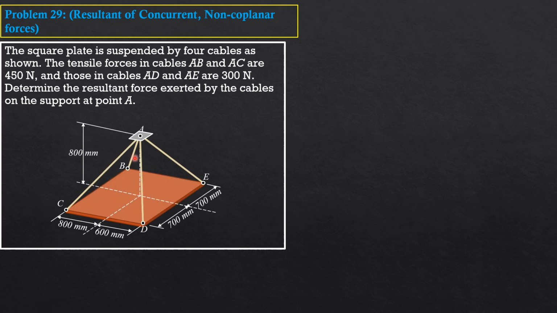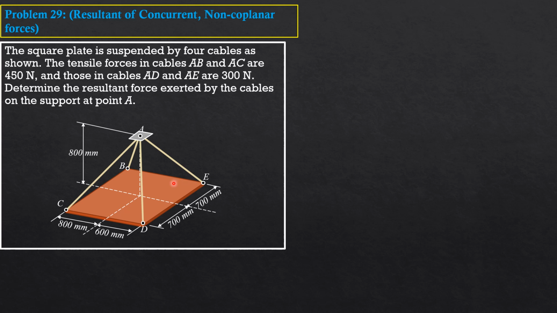So in this problem, it is best to express each force in vector form. Then the resultant is simply the sum of the forces in vector form. Take note that AB and AC are equal in magnitude, 450 newtons. They only differ in the sign of some components, but some components are also equal. For AE and AD also, they have the same magnitude of tensile force, so the components will be numerically equal for some.